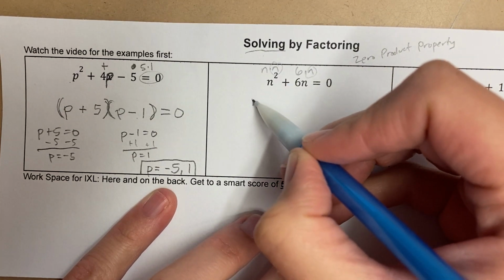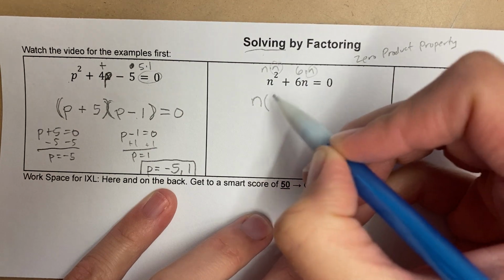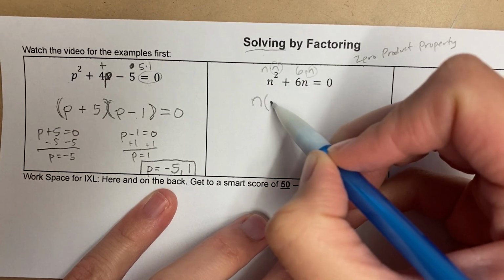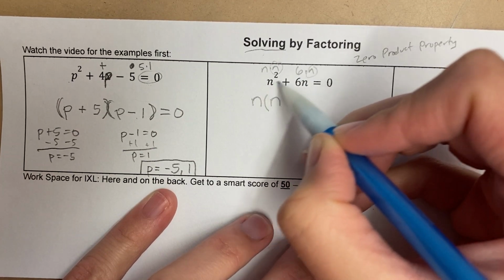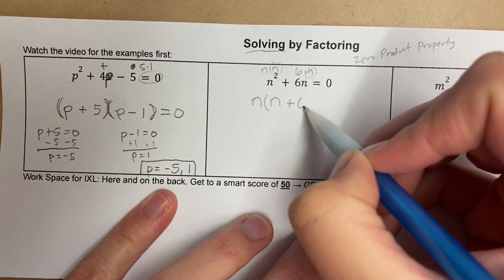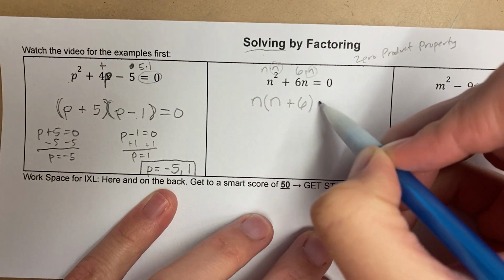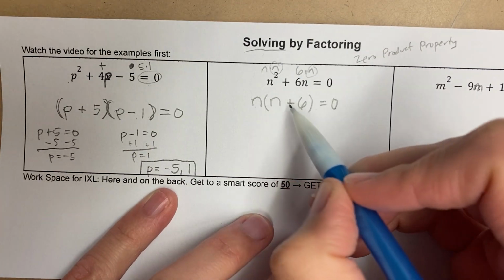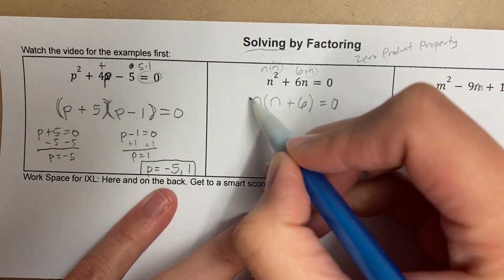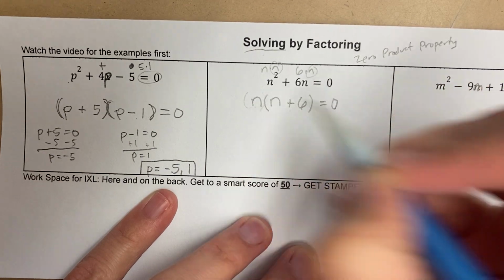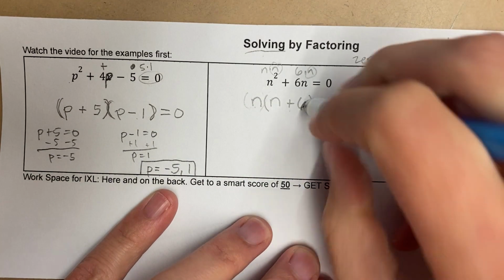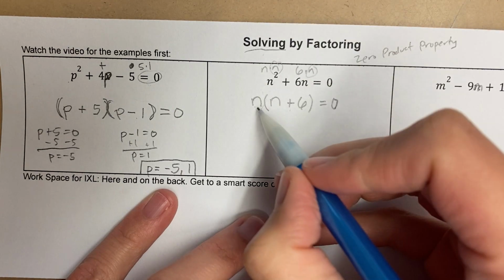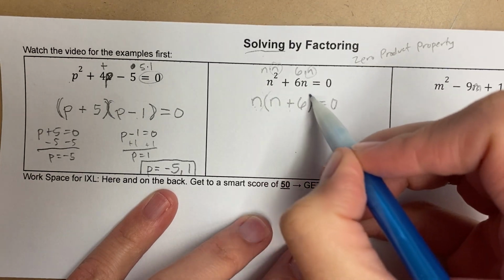So what I can do is I can just factor out an n, like this, and then n times what is n squared? Well, n times n is n squared, and n times what is 6n? Well, n times 6 is 6n. So this is factored form. Now, if this times this equals 0, look, and I could write a second set of parentheses around this n. We don't really do that usually, but I can if it kind of makes it clear to you. But this times this equals 0.